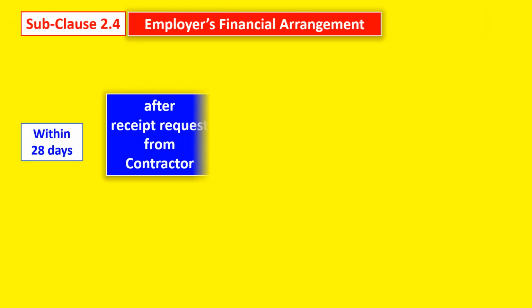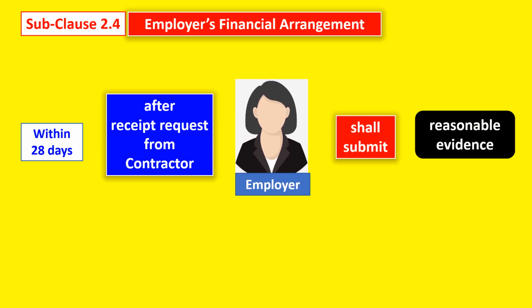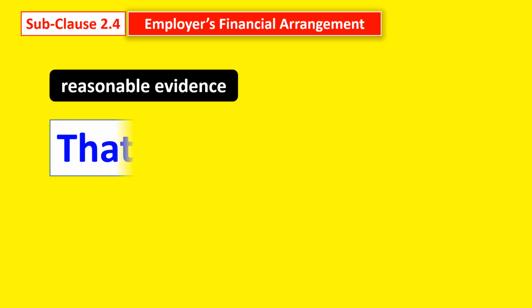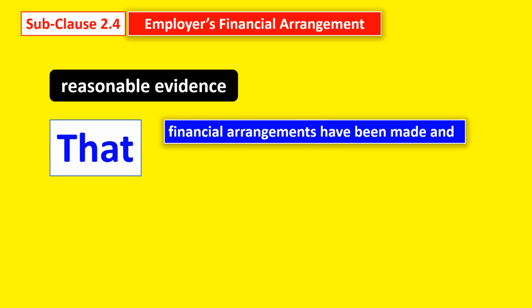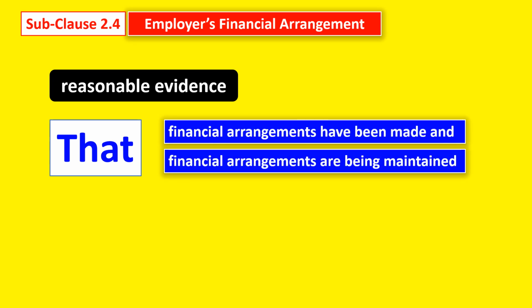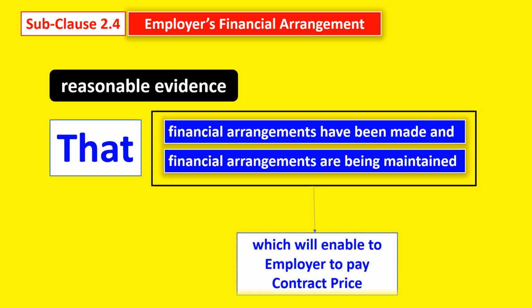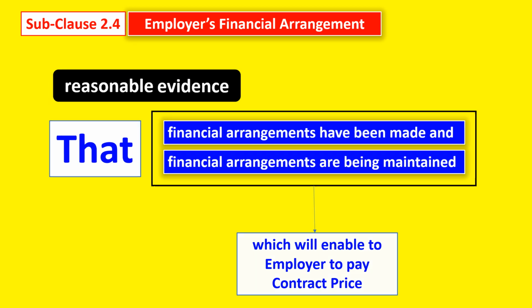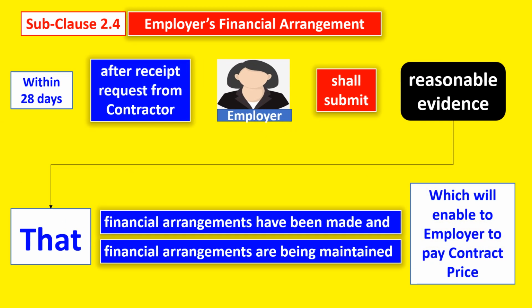Under this clause, within 28 days after request from the contractor, the employer shall submit reasonable evidence that financial arrangements have been made and are being maintained, which will enable the employer to pay the contract price. So within 28 days after receipt from the contractor, the employer shall submit reasonable evidence that the financial arrangements have been made and are in place, which will enable the employer to pay the contract price.